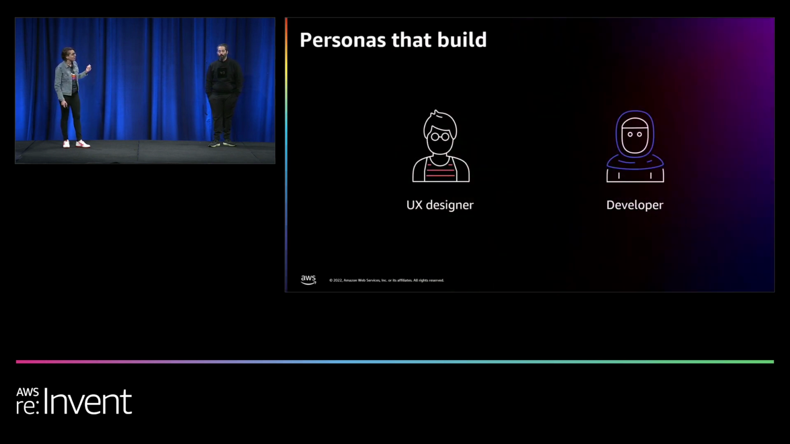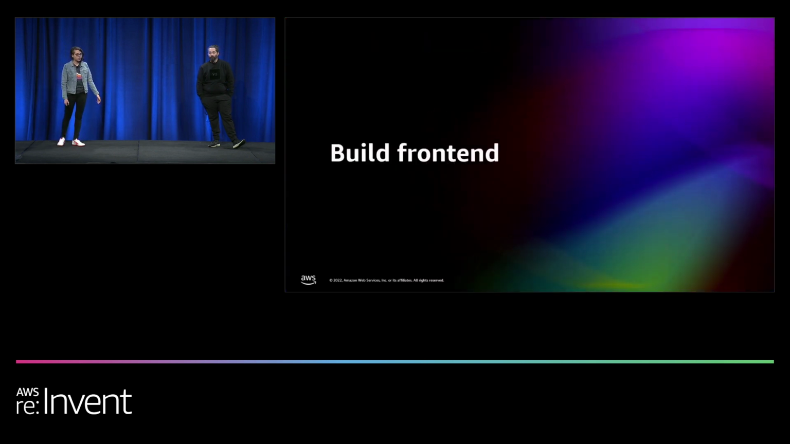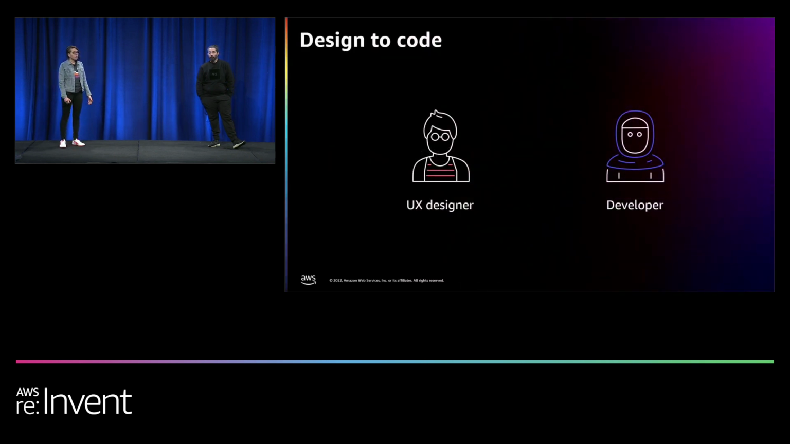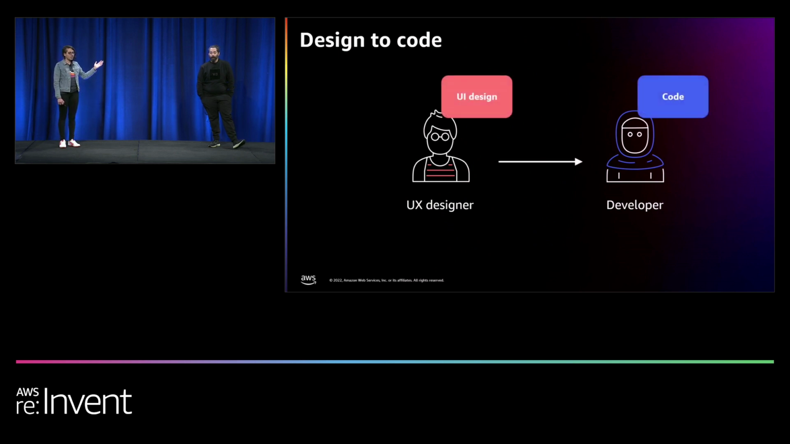So for building our app, we have UX designers working on the UI part, and we have developers working on the code that's going to deal with the UI part. So usually front-end developers. And to build the front end, we have UI designs, and then the developers are responsible for making those designs into code that can be run on our browsers, on our mobile phones.